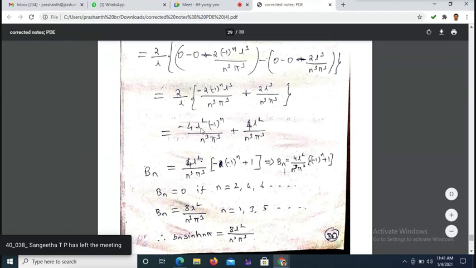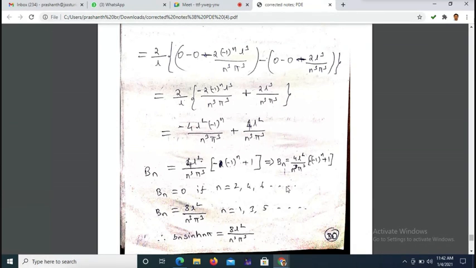Hence, finally, we got the Bn value. That is 4L square by n cube pi cube outside, minus minus 1 power n plus 1 divided by n cube pi cube. So just observe here, the Bn value is 0 whenever you substitute n equal to 2, 4, 6. See how? Minus 1 square. If you put n equal to 2, minus 1 square is 1, minus 1 plus 1, 0. n equal to 4, you will get again 0. So for all even values, you are getting 0. Put n equal to 4, 6, you'll get 0. You put n equal to an odd number, 1, 3, 5, like that, so you'll get 2 here.